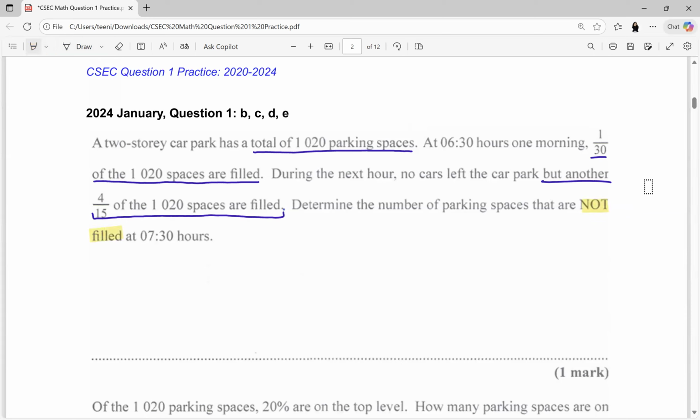Y'all try this one. Everyone try this one. And it's only 1 mark. So you should always take the number of marks as an indication of how much work you should have to do there. It can't be anything too complicated because it's only 1 mark. So you'll try this one.